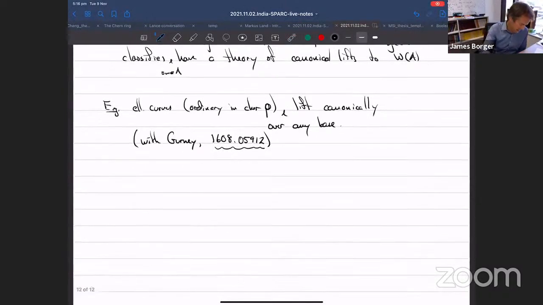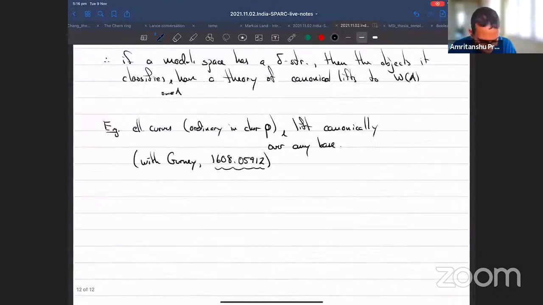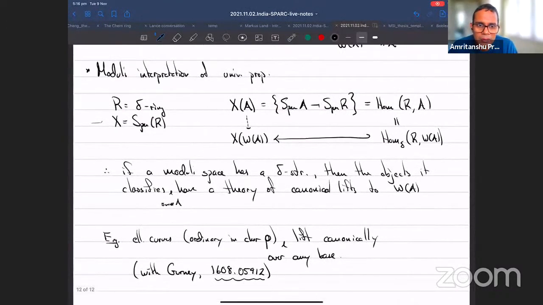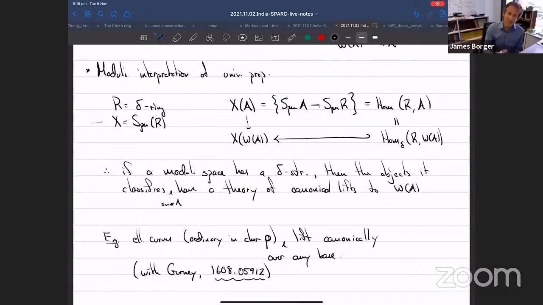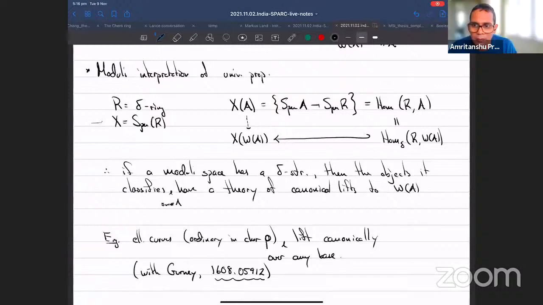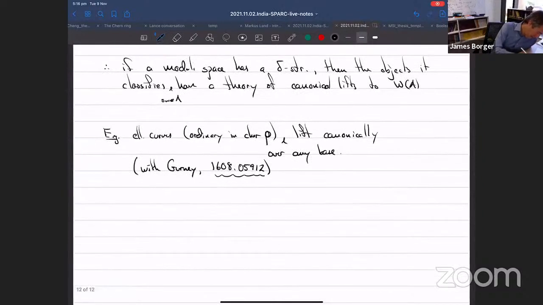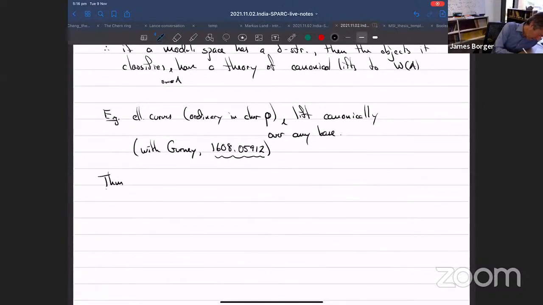Okay, sorry, was it a little unclear why Grassmannians don't have a delta structure? First of all, we have to be a little careful because I've only defined delta structures for rings or for affine schemes, not for non-affine schemes. It's Grassmannians that don't have one; there's a theorem due to Paranjape and Srinivas.